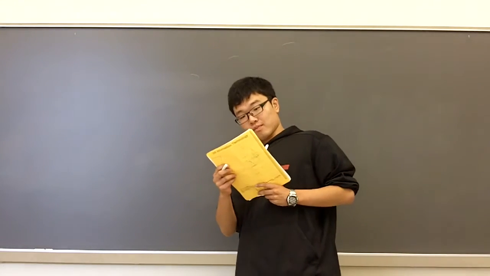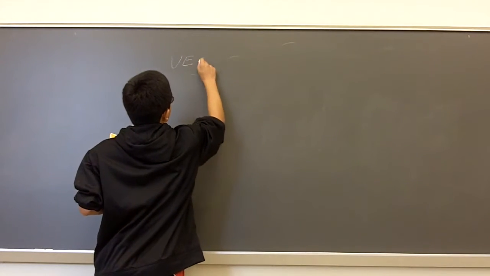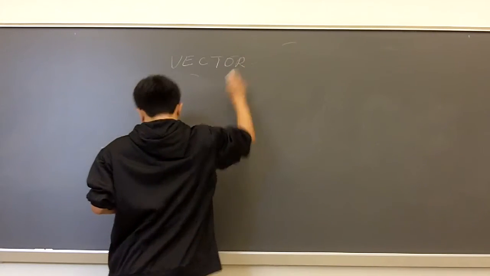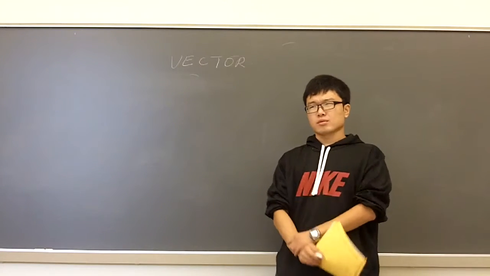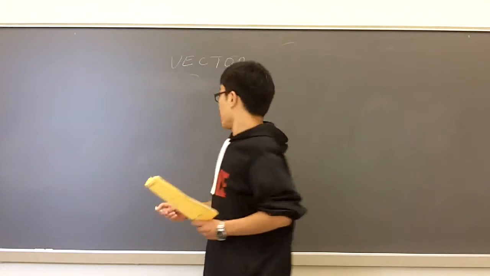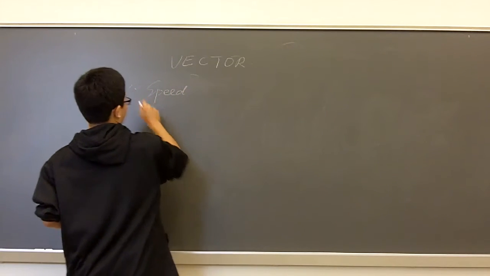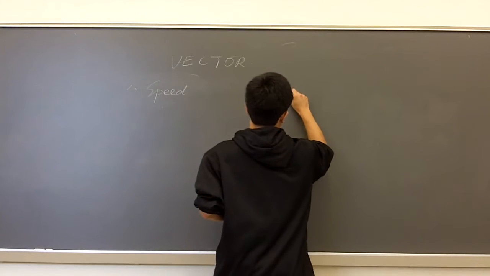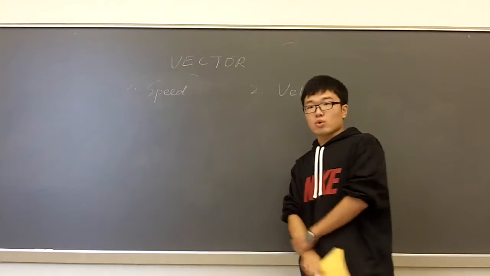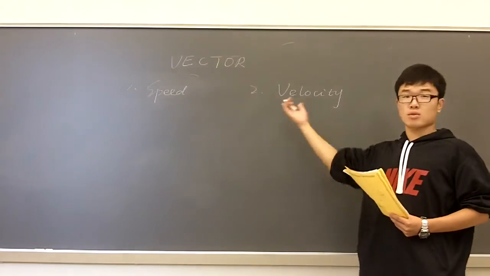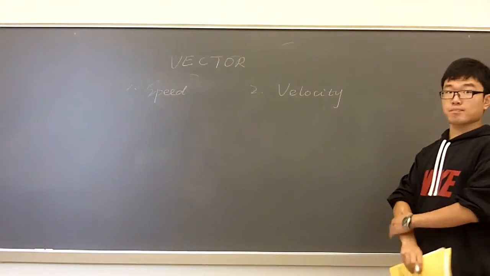Today we will talk about vector. Before we start this discussion, I want to introduce two quantities. The first one is speed. The second one is velocity. Is there anyone who can tell me the difference between these two quantities? Just try.